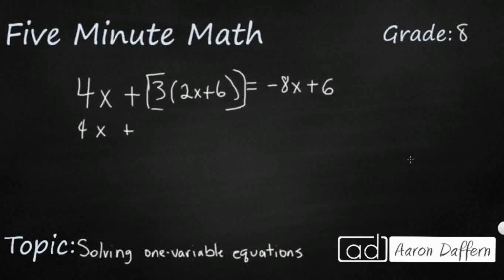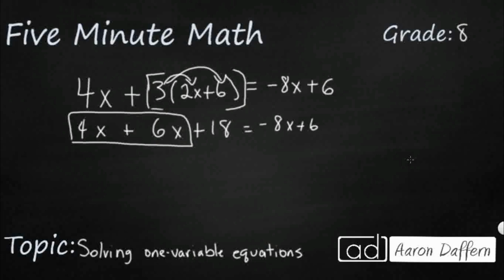4x plus, so 3 times 2x is going to be 6x. And then that 3 times 6 is going to be 18. So what I've got here is 4x plus 6x plus 18. I'm going to leave my negative 8x plus 6. So I need to combine these, and we just add them. So 4x's plus 6x's equals 10x's. And now it looks like something we're familiar with. But sometimes you have to distribute something out for it to make sense.